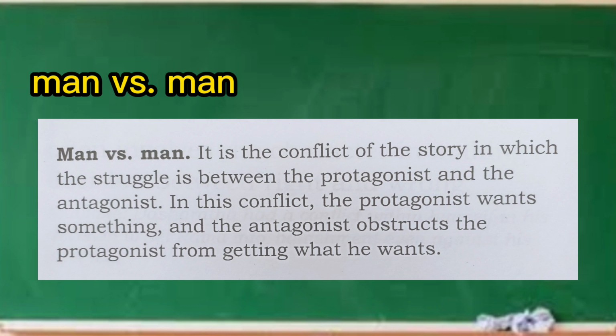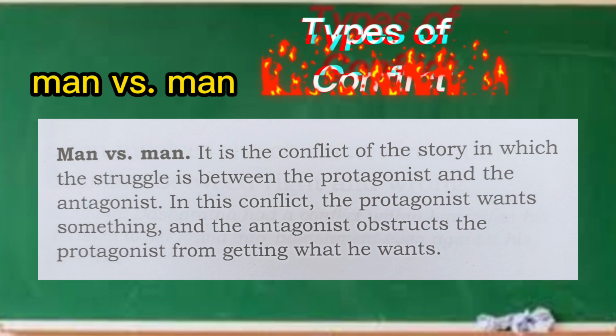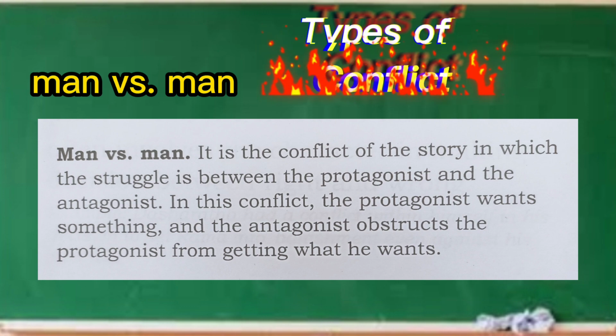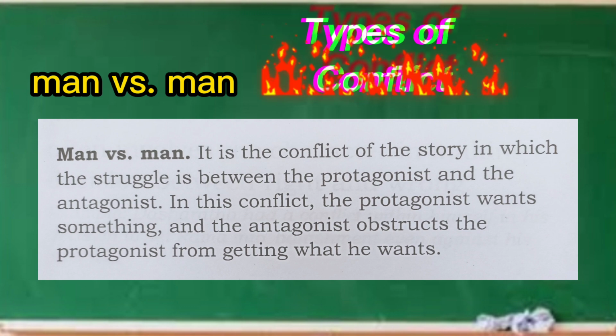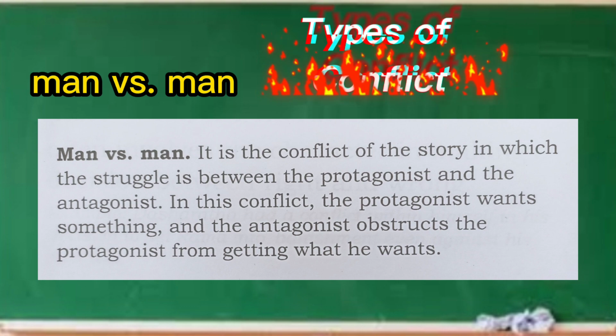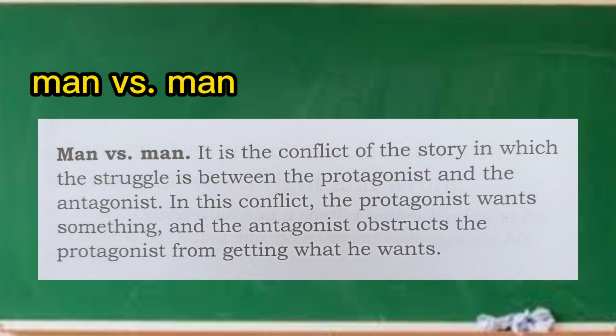Man versus man. It is the conflict of the story in which the struggle is between the protagonist and the antagonist. In this conflict, the protagonist wants something, and the antagonist obstructs the protagonist from getting what he wants. Example: in Ramayana, the author illustrates man versus man conflict when Rama fought against Ravana who abducted Sita.